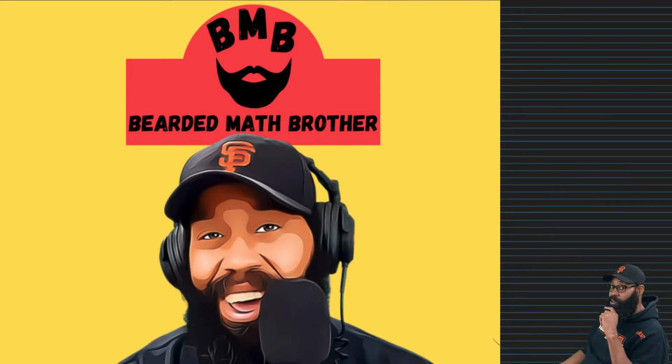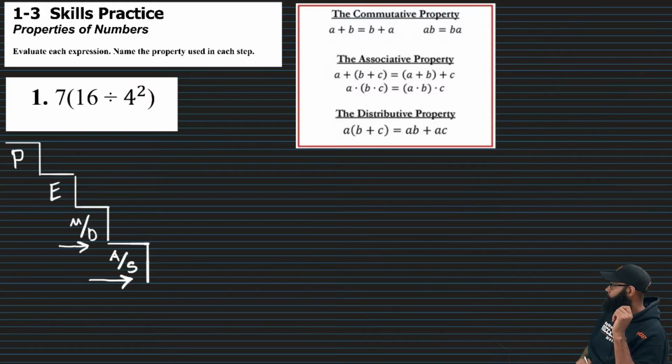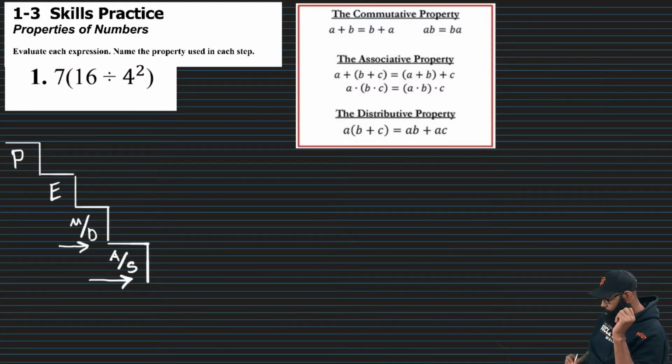If you need help with this, this is Chapter 1, Lesson 3, McGraw Hill Algebra 1 textbook. And it looks like we're taking care of skills, practice, properties of numbers. We're jumping right into it, guys, but I am going to point out something that we already have on the screen here.